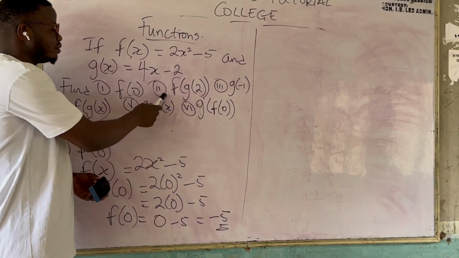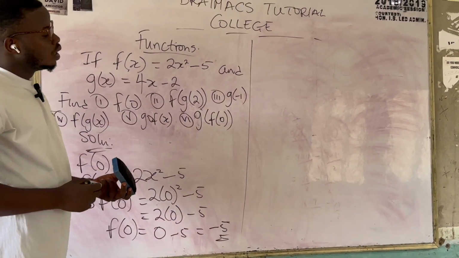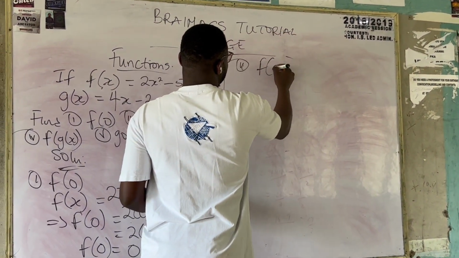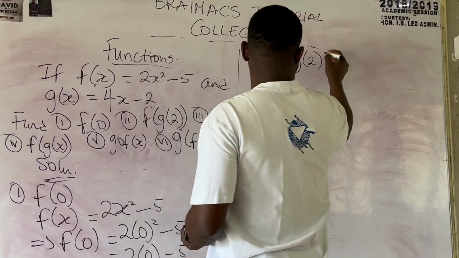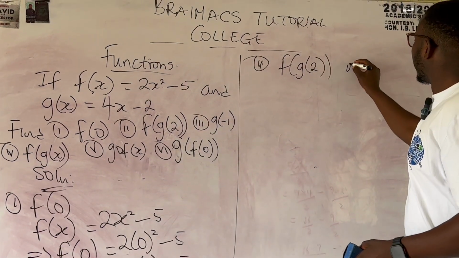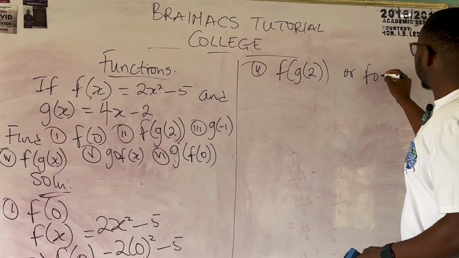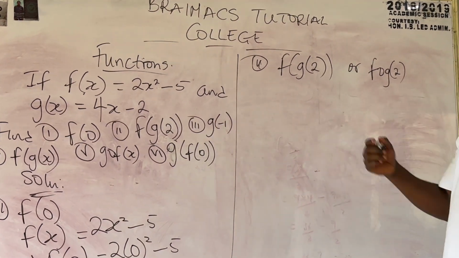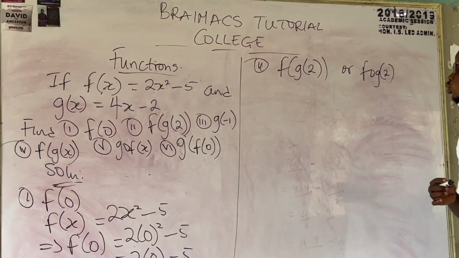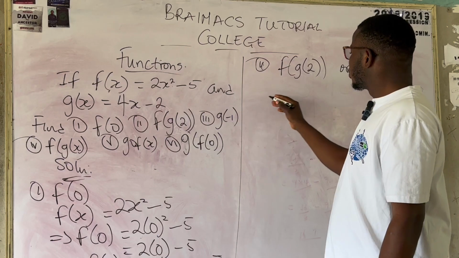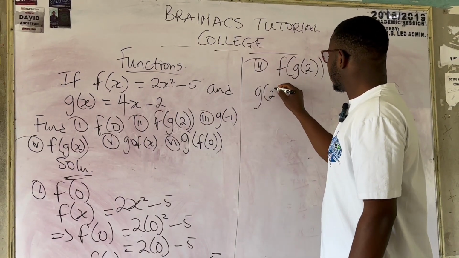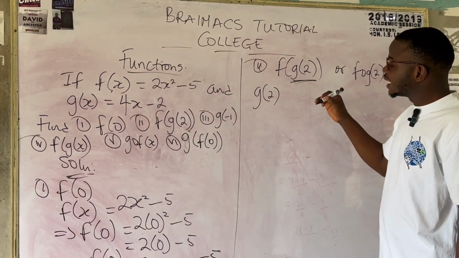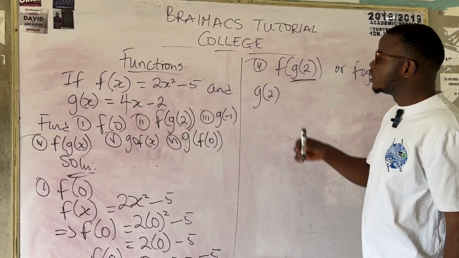And the next question that we have here is f of g of 2, which can also be written as fog 2. It's either you have it as f of g of 2 or fog 2. So now the first thing that we need to obtain here is g of 2, because that's the one inside the bracket. Using the law of BODMAS, you solve the one inside the bracket first before you obtain f of g of 2.